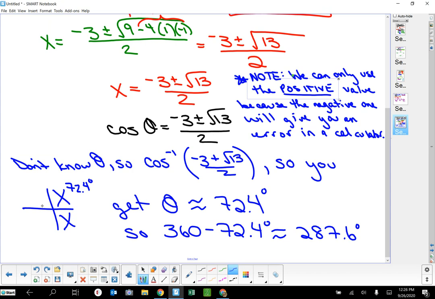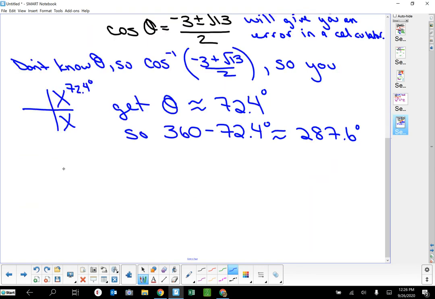If you had sine, instead of 360 minus 72, you would take 180 minus 72. If you had tangent, you would have to take 180 plus whatever. Because remember, when you're doing these, whatever quadrants these are in, you have your reference angle.